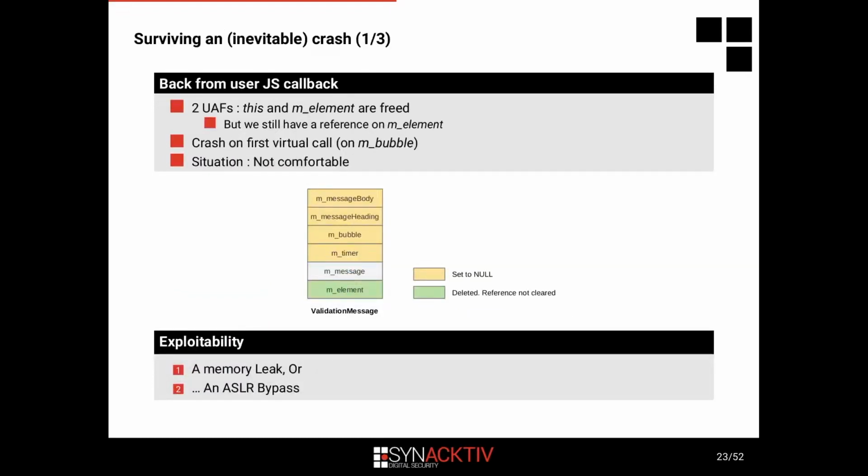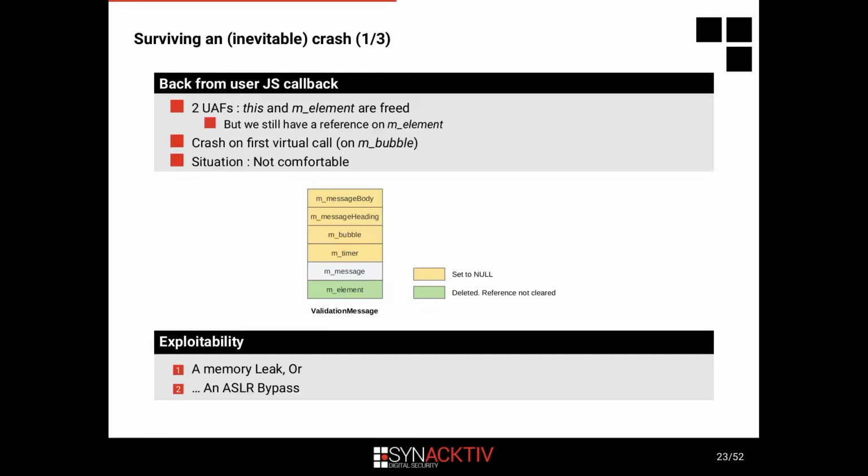Now, what is the situation after destroying the validation message instance in our JS callback? When getting back to buildBubbleTree code, after calling our JS handler, we have a use after free. mBubble and mElement are freed. Most of the fields are set to null pointer, and mElement is deleted, but we still get a reference on it.